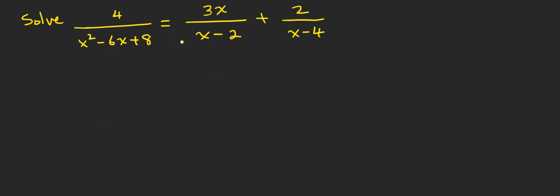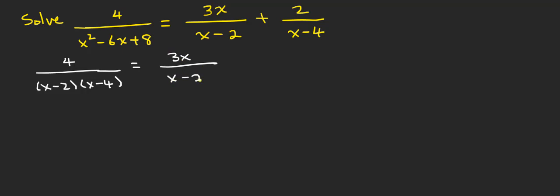Now let's take a look at this rational equation. Before we go further, let's factor out the denominator here. We end up getting 4 over x minus 2 times x minus 4. That should equal 3x over x minus 2 plus 2 over x minus 4.